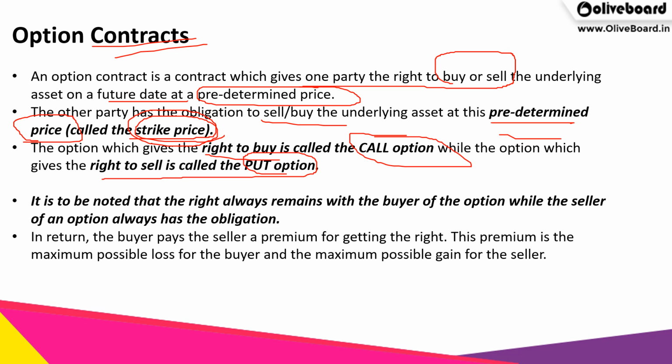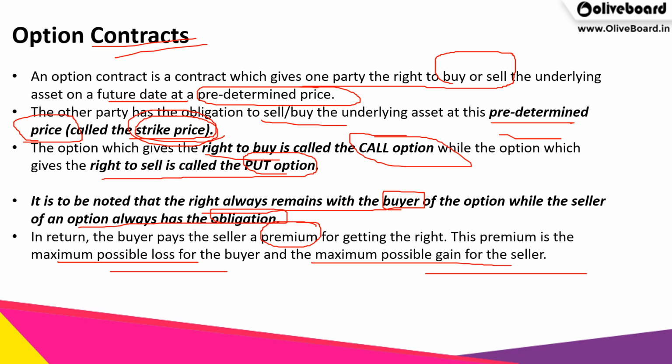Now please note that the right always remains with the buyer of the option, whereas the seller of the option always has an obligation. So the seller has to sell, but it is optional for the buyer to either buy or not buy. So in return, the buyer pays the seller a premium for getting the right. Now since he might get a huge profit out of the transaction, he pays a premium, which is the maximum possible loss for the buyer and the maximum possible gain for the seller. So here he sort of compensates for the loss that the seller makes out of the transaction.